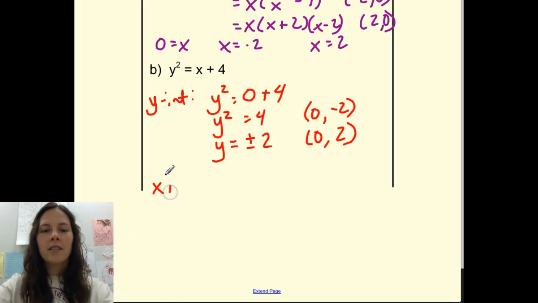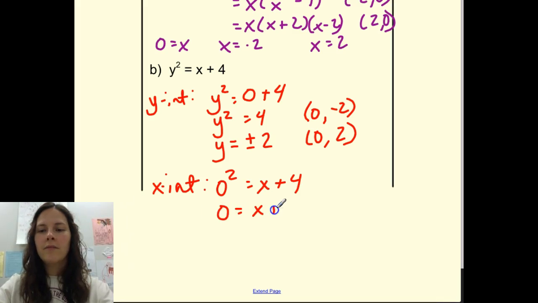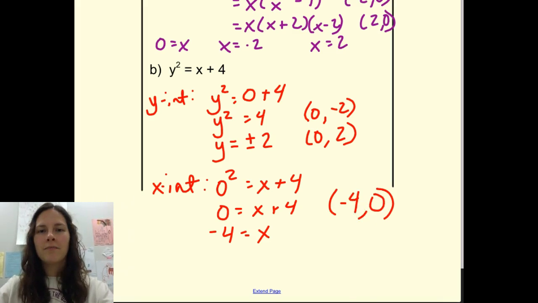Solving for the x-intercept, we substitute 0 for y and solve for x. Squaring 0, of course, is still 0. And subtracting 4 from both sides, we get x equals negative 4. So our x-intercept we solved and got negative 4 for x when we substituted 0 for y.